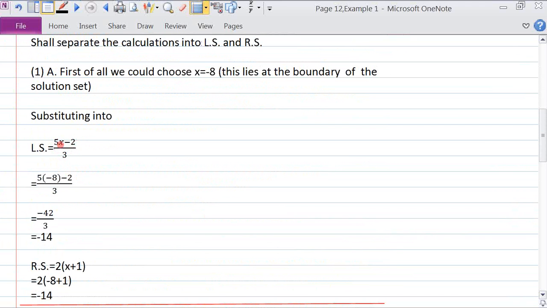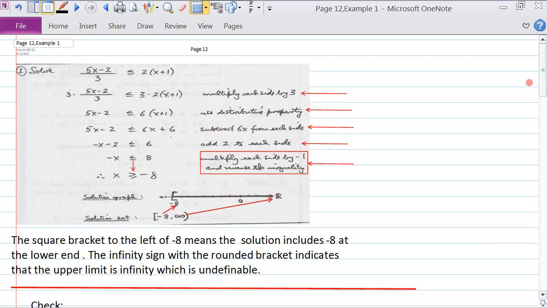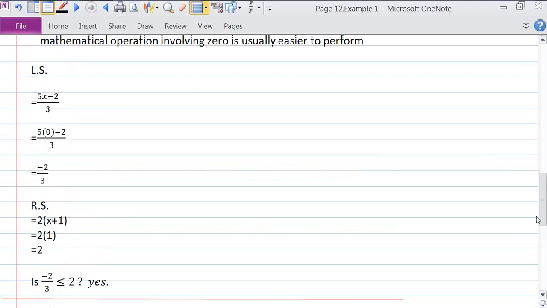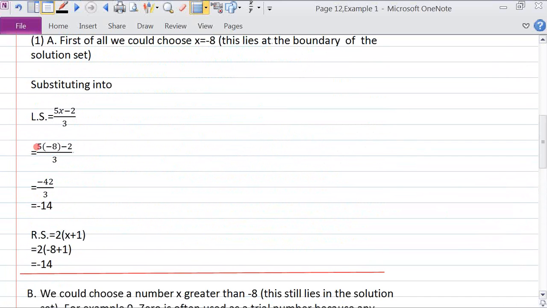And you have to go back to the original equation. So if you go back to the original equation, it's right here. There's the left side, and here's the right side. So I'm going to substitute x equal to minus 8 into the left side right here. So I've got 5 times minus 8 minus 2. 5 times minus 8 is minus 40. And I subtract 2 to get minus 42. I divide by 3 to get minus 14. The right side is 2x plus 1. And if I substitute the minus 8, I get minus 16 plus 1, which is minus 15. So the left side equals the right side.